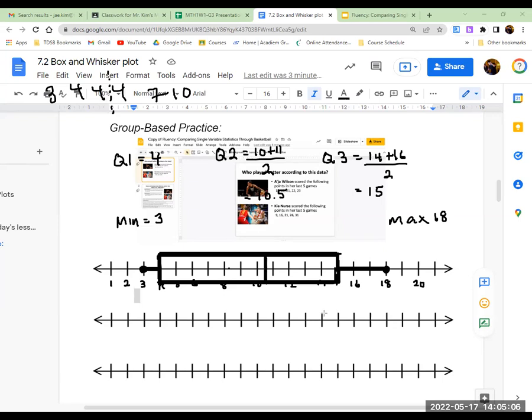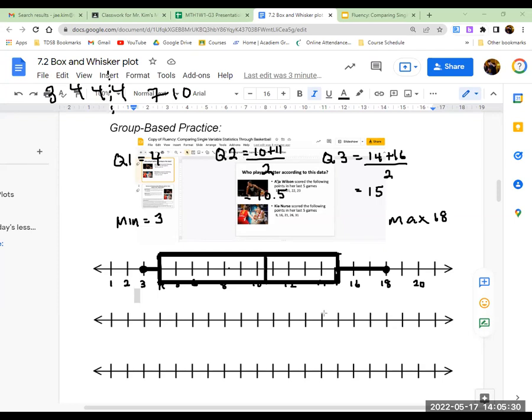I had 12 numbers, which means 3 of those numbers are here. The next 3, the next quarter, the next 25%, is here. The next 3 is here, and the next 3 is there. This is all 100% of your data. And each chunk is a quartile, a quarter.